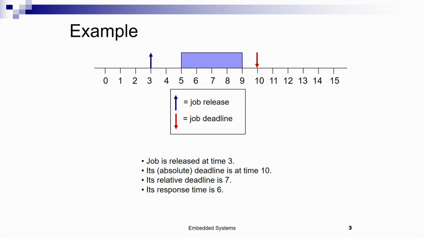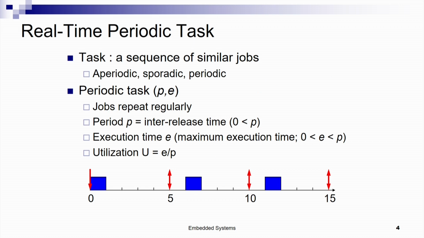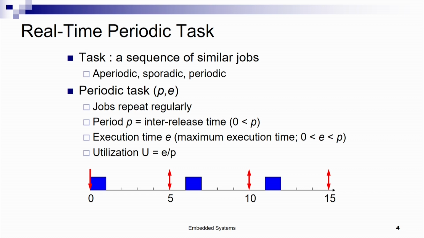Now, here we take an example of a single job. So, here is a single job. The release time of this job is 3. The absolute deadline of this job is 10. The relative deadline of this job is 7, which is 10 minus 3. The response time of the job is 6, which is 9 minus 3. So, response time is the time at which the output of the job is produced, or the job completes, subsequent to its release.